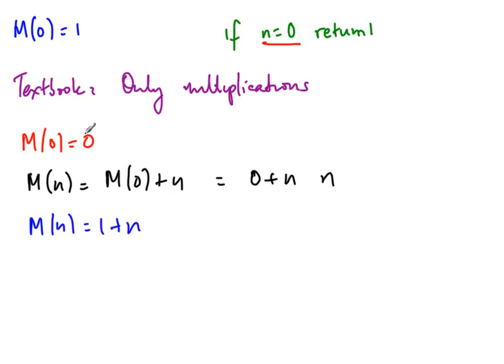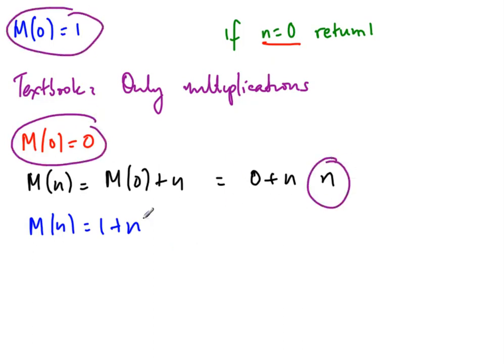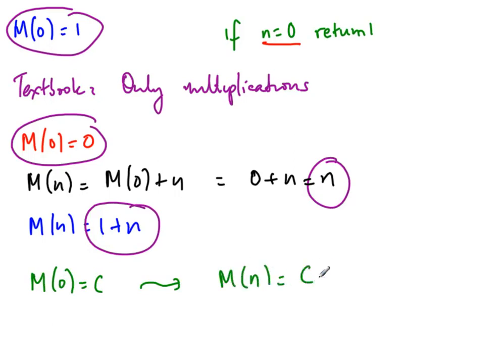So this is just to illustrate that the choice of the initial condition can actually determine the value that you get in the end. The fact that we ended up with n plus 1 and the book ends up with n is because it's a different choice. In fact, you can easily verify that if you take any constant M of 0 is equal to c, then you will end up with M of n is equal to c plus n, because in the final step you will substitute c for M of 0.